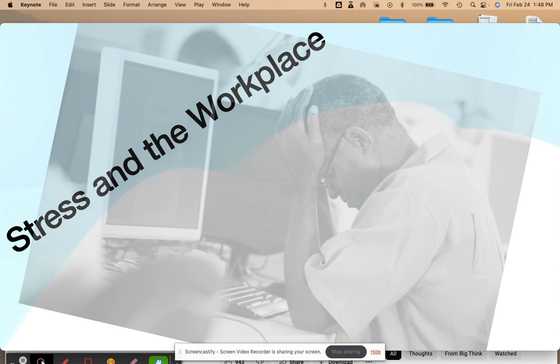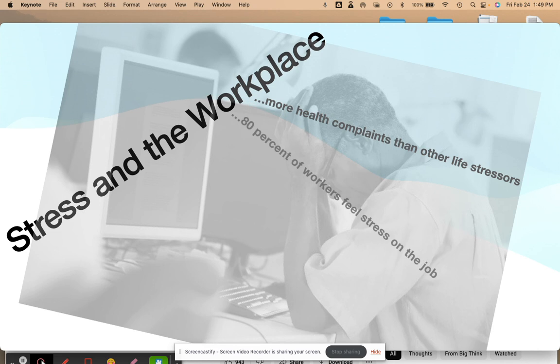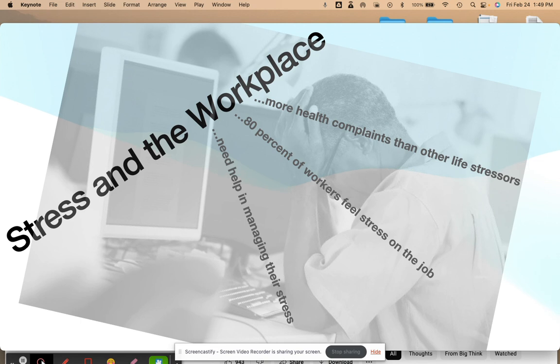According to many studies, particularly those given to us by the National Institute for Occupational Safety and Health, job related stress generates more health complaints than other life stressors. Studies cited on the American Institute of Stress website indicate 80% of workers feel stress on the job, and nearly half say they need help in managing their stress.